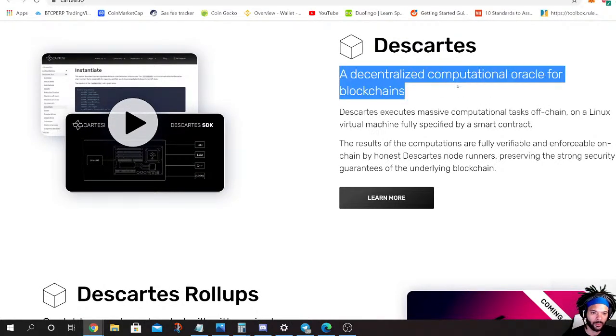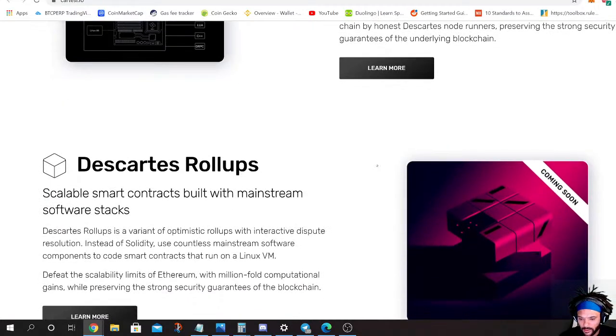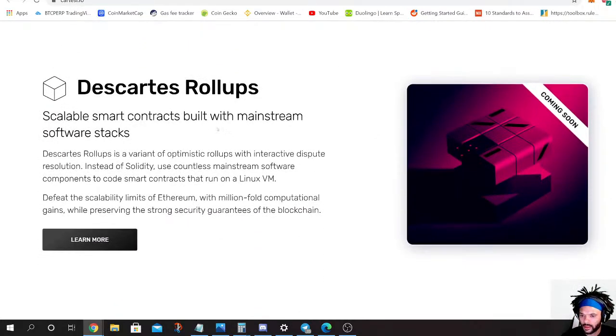Descartes, a decentralized computational oracle for blockchains. Descartes executes massive computational tasks off-chain on a Linux virtual machine fully specified by a smart contract. That's pretty cool. The results of the computations are fully verifiable and enforceable on-chain, remember what we just looked up, on-chain and off-chain, by honest Descartes node runners, preserving the strong security guarantees of the underlying blockchain. Scalable smart contracts built with mainstream software stacks.